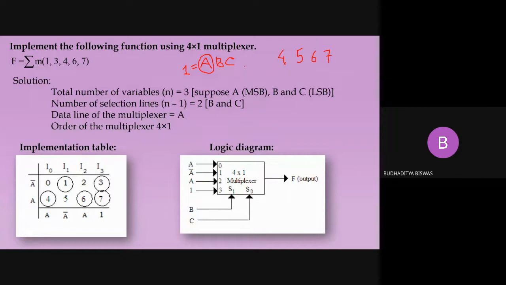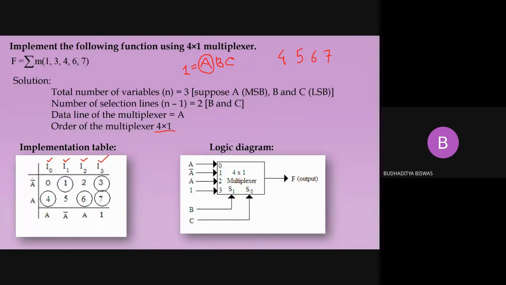And also 4 terms can be formed if A is considered as 0. So these are 0, 1, 2, 3. So that's why the implementation table looks like this. Now, what is the order of the multiplexer? 4 cross 1. And if it is a 4 cross 1 multiplexer, how many inputs are there? 4. So these are the inputs: I0, I1, I2, and I3. So these are the inputs of the multiplexer.